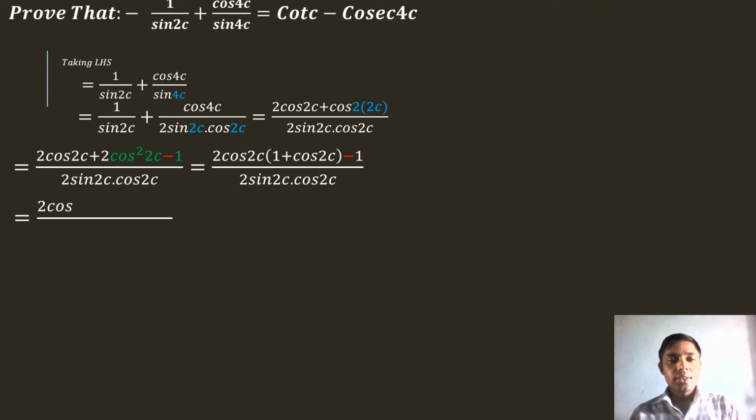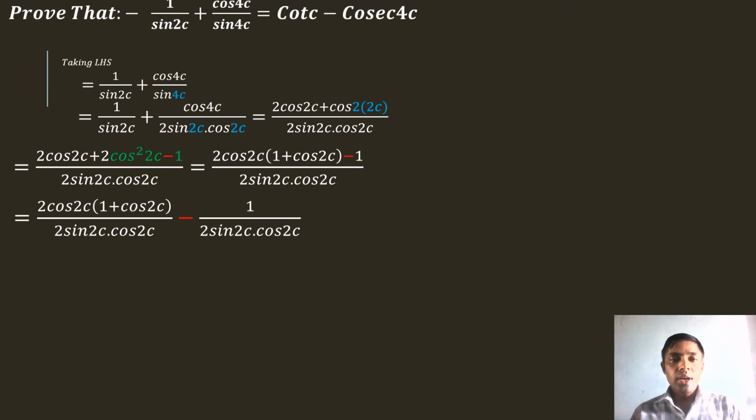As we get this format, we'll separate this by writing cos 2c times 1 plus cos 2c upon 2 sin 2c dot cos 2c, and on the other side we will write 1 upon 2 sin 2c dot cos 2c. We have separated because we have to write in RHS as cosec 4c. Cosec 4c means 1 upon sin 4c. That we have already got here, so accordingly we have separated from here.